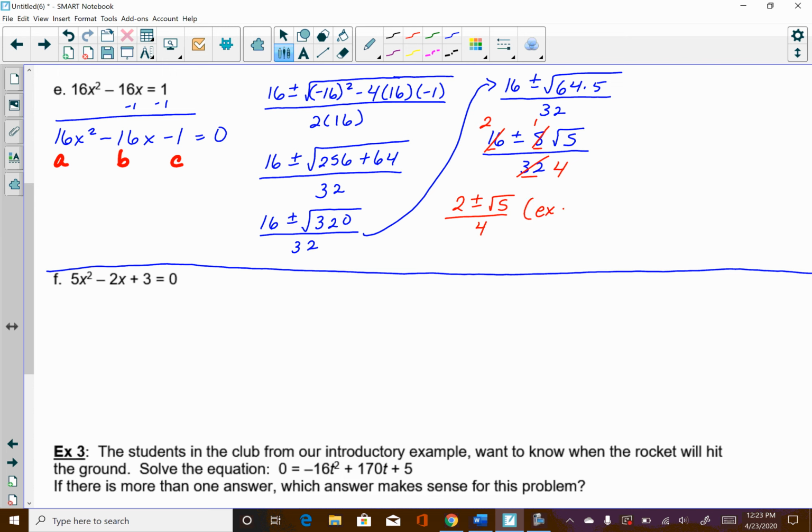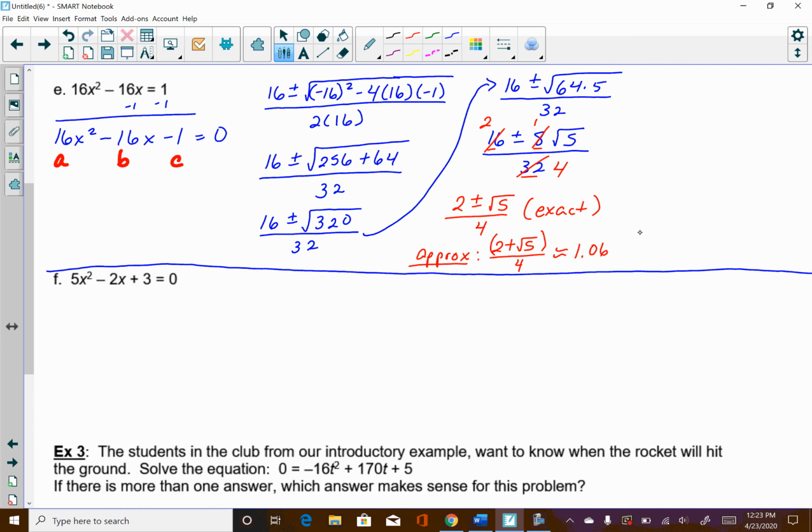So this is your exact. To get your approximates, you're going to have two answers. Again, you would put in your calculator 2 plus the square root of 5. And if you're going to do it all at one time, then you need to use parentheses. Me personally, I just type in 2 plus the square root of 5, hit enter, and then divide by 4. You should get approximately 1.06. That would be one of the answers.